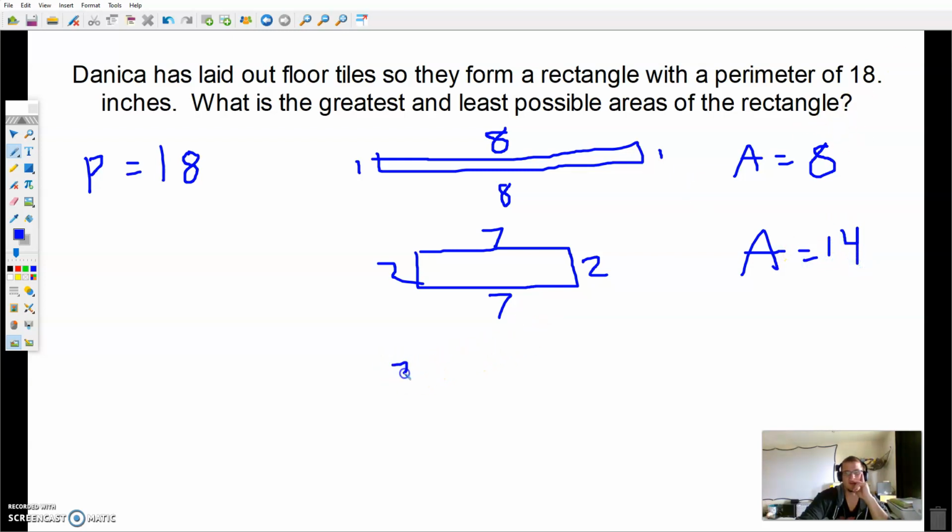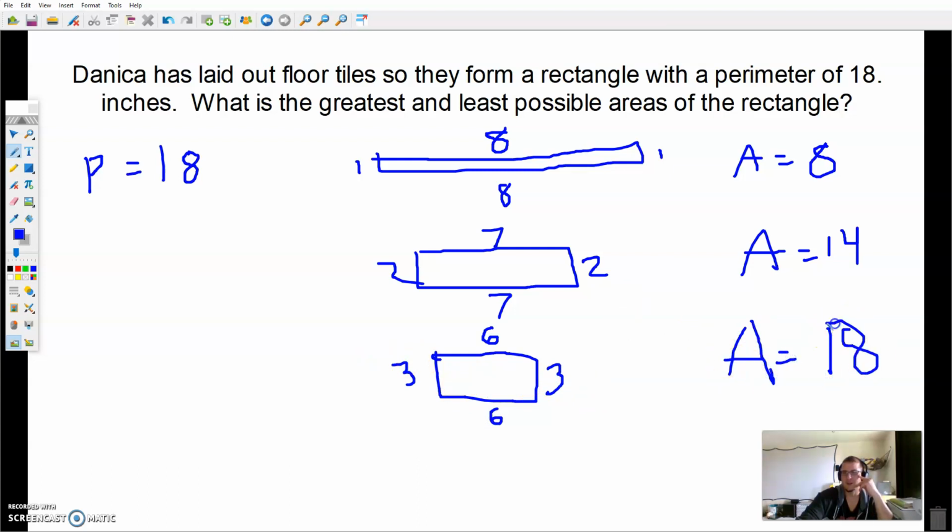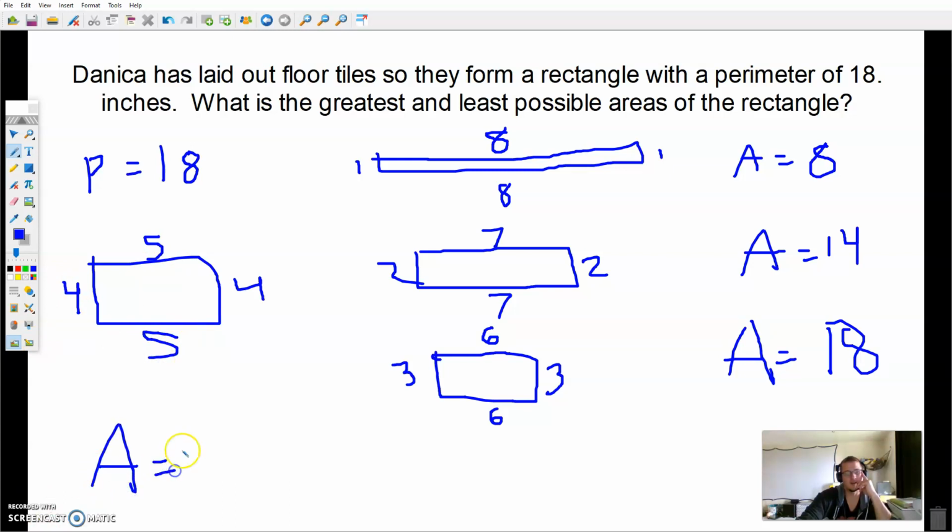What about 3 and 3? 3 and 3 would be 6. And then 6 and 6 would get us 12. So 12 and 6 is 18. So 3 by 6 gets us an area of 18. Are there any more? What about 4? If I draw a rectangle that has 4, so 4 would be over there. So 4 and 4 is 8. That leaves us 10. So we would have 5 and 5. So 4 times 5 would get us an area of 20.